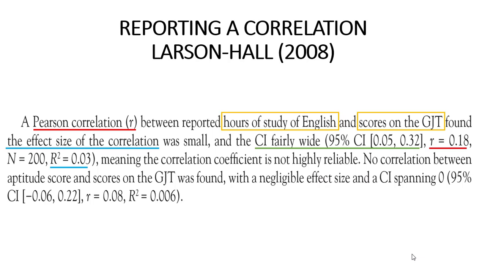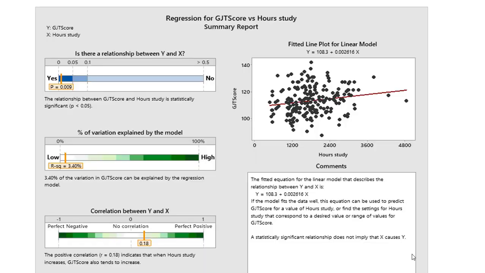Notice that she also includes a little explanation as to what the data shows. In this case, it says the correlation coefficient is not highly reliable. Notice that she got an R of 0.18, which is very small. Remember, the closer we are to a value of 1, the more the two variables are correlated. So in this case, she only got 0.18, which means that this correlation is indeed very weak.